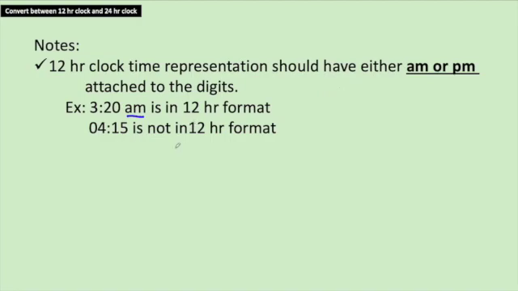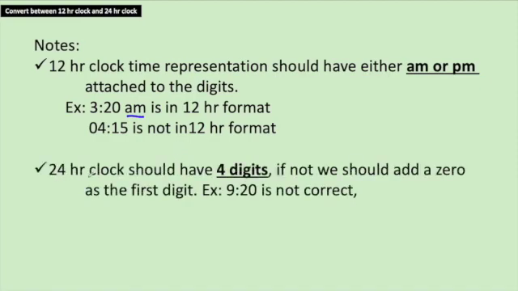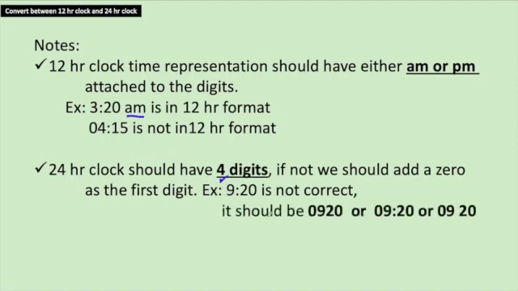Now let us see how to identify if it is 24-hour clock and what the important points are. 24-hour clock should have 4 digits in it. If not, we should add a 0 as the first digit. For example, if you write 9:20, we don't have AM or PM, so this is not 12-hour clock. Neither is it 24-hour clock because we need to have 4 digits. So to make it 4 digits, the only possibility is to add a 0 before 9. So it should be written 0920 without a space or without the colon sign in between.